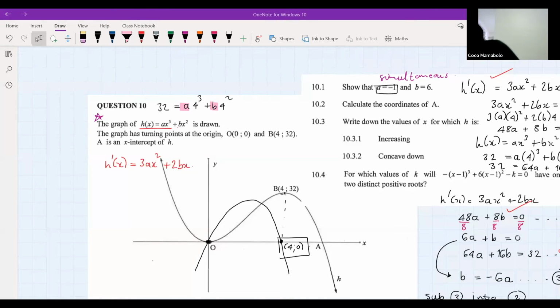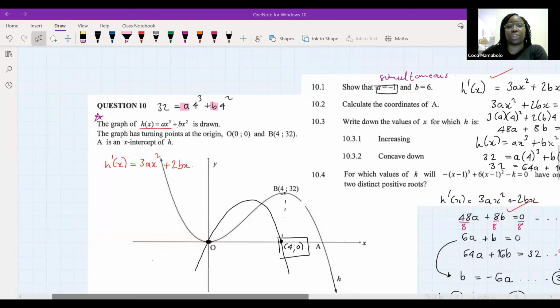Okay, let's look at 10.2. 10.2 says calculate the coordinates of A. Can I just ask you guys to pop a yes in the chat if we all know how to calculate the coordinates of A? That should be quite simple. I don't think it's that difficult at all. Are we all okay with how to calculate that?